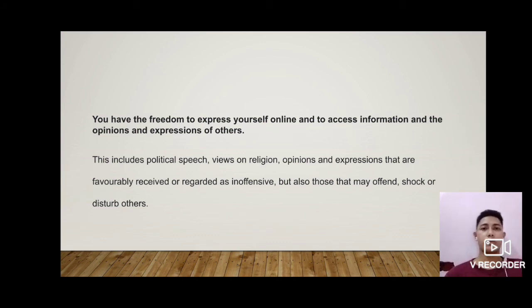And you have freedom to express yourself online and to access information and the opinion and expression of others. This includes political speech, views and religious opinions, and expression that is favorably received or regarded as inoffensive, but also those that may offend, shock, or disturb others.